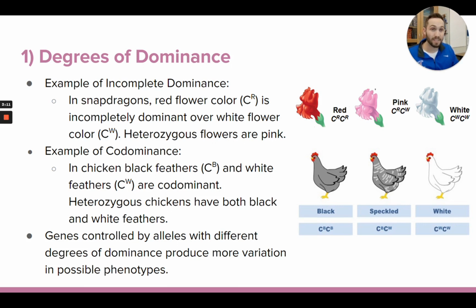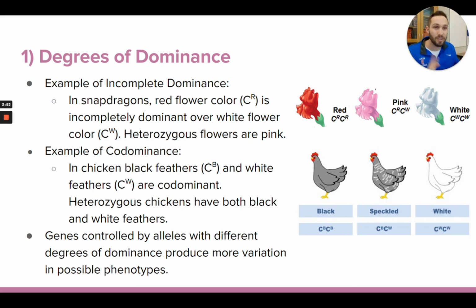Now, codominance is different. For some genes, there are situations where two different alleles are both dominant, so we call it codominance. Again, let's use the flower color example. Let's say for a certain type of flower, there are red alleles and white alleles, but this time they're codominant. That means they're both actually going to win in terms of what phenotype you're going to have. If you had a red and a white allele and they're codominant, you will end up with red and you will end up with white in your flowers.